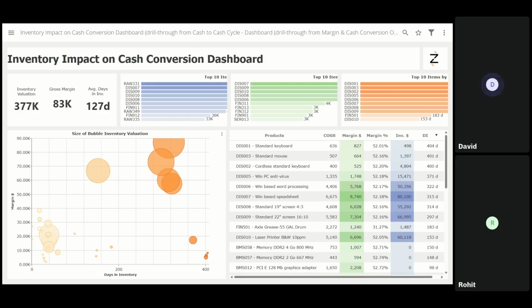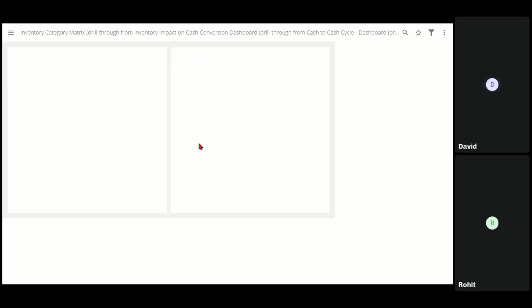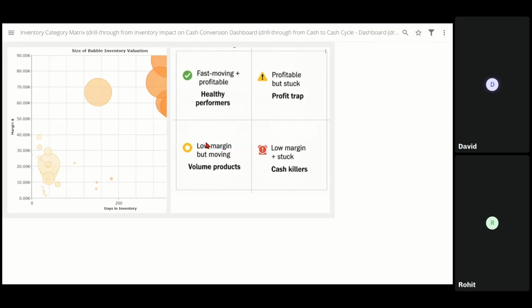Now, let's become very, very critical. If I drill down into these specifics, I have created here 4 different categories to classify the inventory. So on the left-hand side, we have items that are fast moving, right? They are staying less time in the inventory, and they have high profit. So these are the healthy performers, which in this case I have very few. Maybe this item is a healthy performer, which is the laser printer.